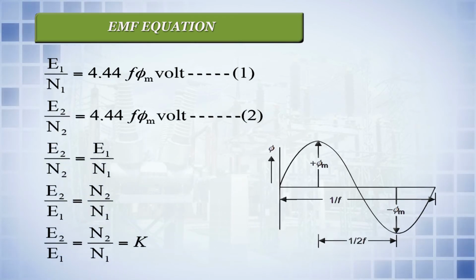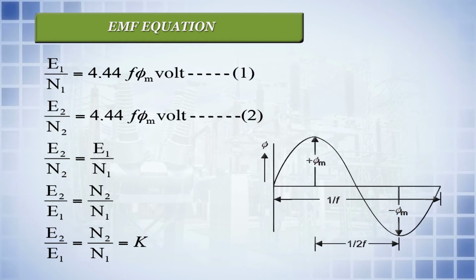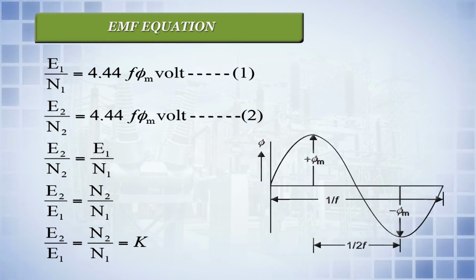So this EMF equation can also be written as E1 upon N1 is equal to 4.44 f phi m. Similarly, for the induced EMF at the secondary side, it can also be written as E2 upon N2 is equal to 4.44 f phi m volt. So here you can notice that in equation number 1 and equation number 2, the right-hand sides are equal. That is, 4.44 f phi m is the same in equation number 1 and in equation number 2.